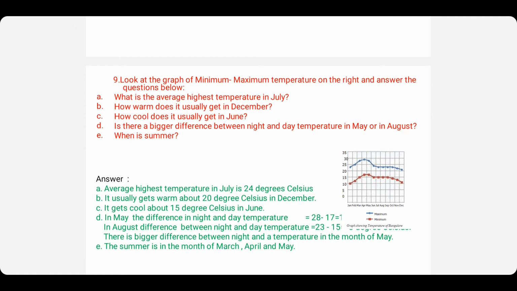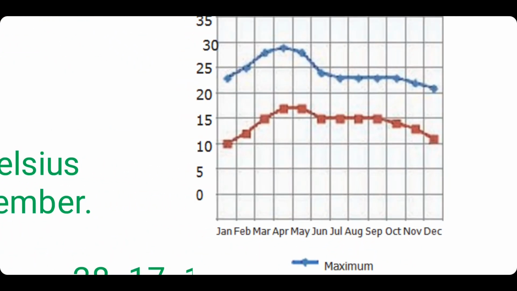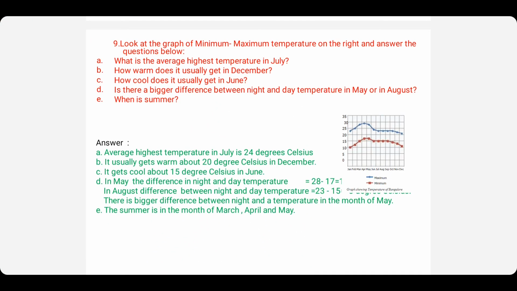On to the third question, how cool does it usually get in June? Again, we will go to the month of June. Now we have to go to the minimum temperature with the red line. Where is the minimum temperature in the month of June? Yes, it is near 15 degrees Celsius. So we can say that it gets cool about 15 degrees Celsius in June.